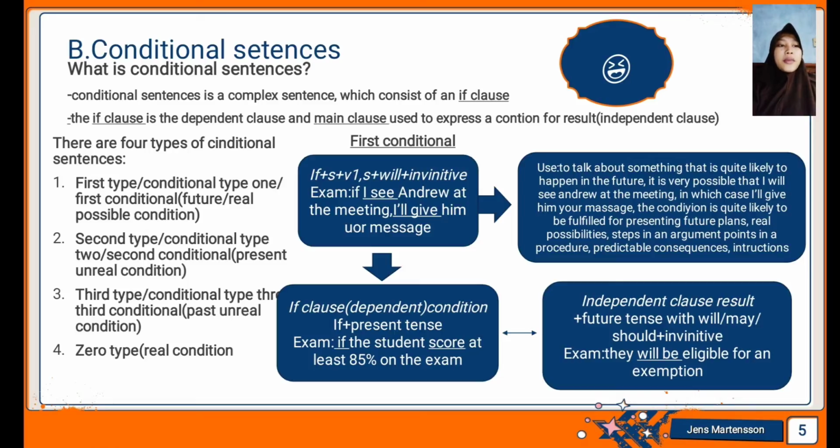The if clause, or dependent condition: the pattern is if plus present tense. The example is, if the student scores at least 85% on the exam. And the independent clause, or result: the pattern is future tense with will, might, or should plus infinitive. The example is, they will be eligible for an exemption.